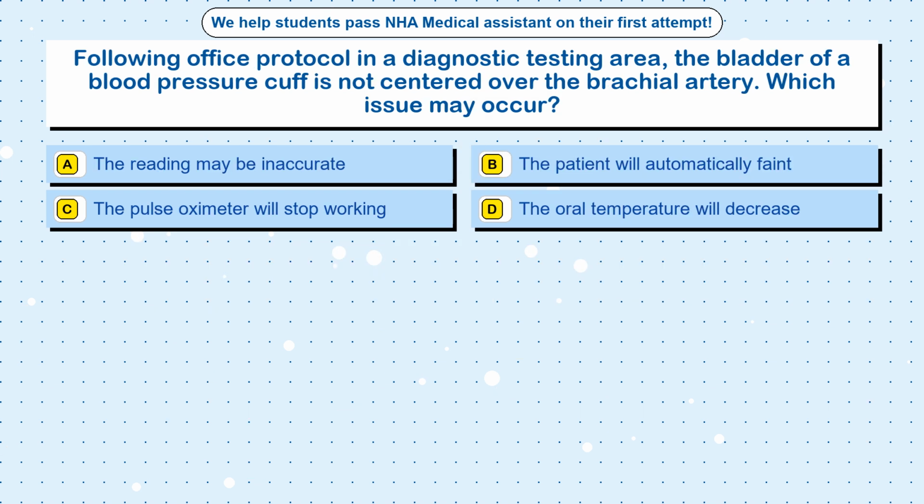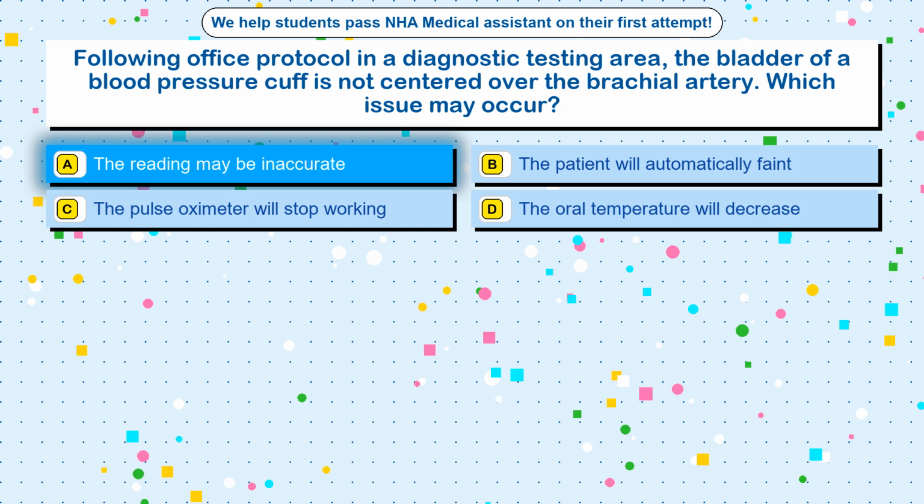Question 57. Following office protocol in a diagnostic testing area, the bladder of a blood pressure cuff is not centered over the brachial artery. Which issue may occur? Option A, the reading may be inaccurate. Option B, the patient will automatically faint. Option C, the pulse oximeter will stop working. Option D, the oral temperature will decrease. The correct answer is option A, the reading may be inaccurate.